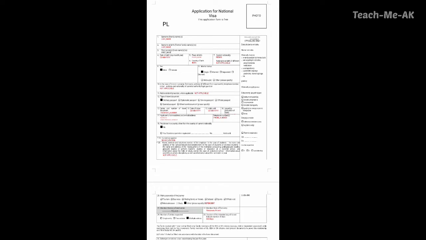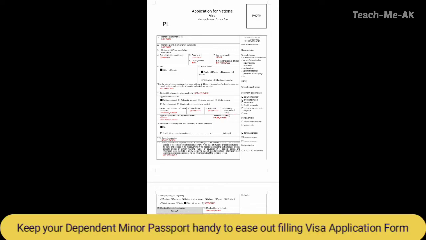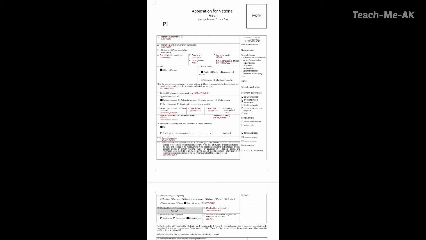Before starting to fill up the application form for your dependent minor, please keep the passport of your dependent minor handy so that the details required would be easier to fill in. So let's start with the first question, which asks for the surname. Please enter your last name as per the passport here for your dependent minor. And going to the second question, which is surname at birth, please mention the last name of your dependent minor here. And going to the third question, which is the first name, enter the first name of your dependent minor.